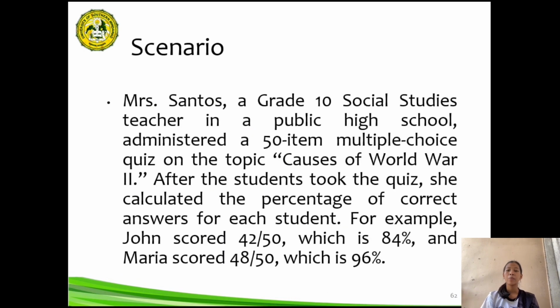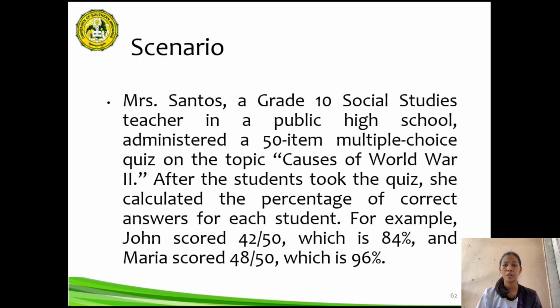Example here is Mrs. Santos, a grade 10 social studies teacher in a public high school, who administered a 50-item multiple choice quiz on the topic Causes of World War II. After the students took the quiz, she calculated the percentage of correct answers for each student. For example, John scored 42 out of 50, which is 84%, and Maria scored 48 over 50, which is 96%.